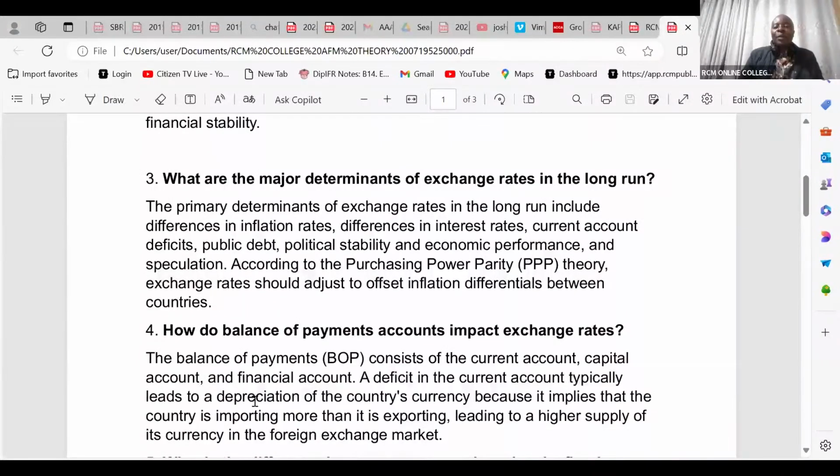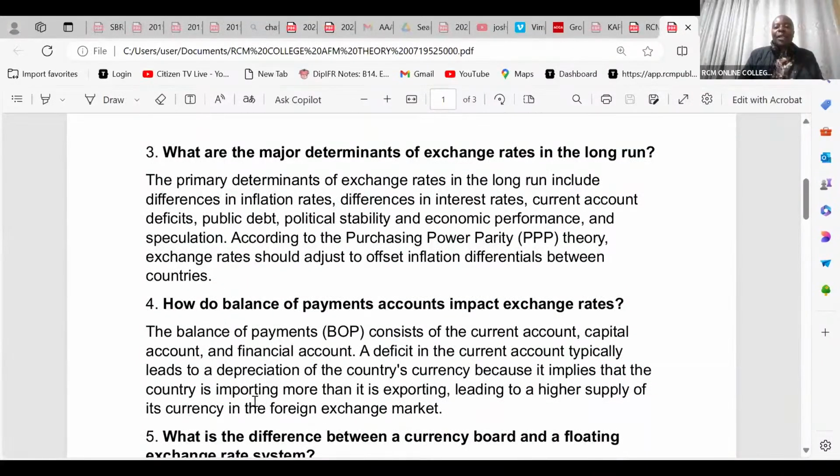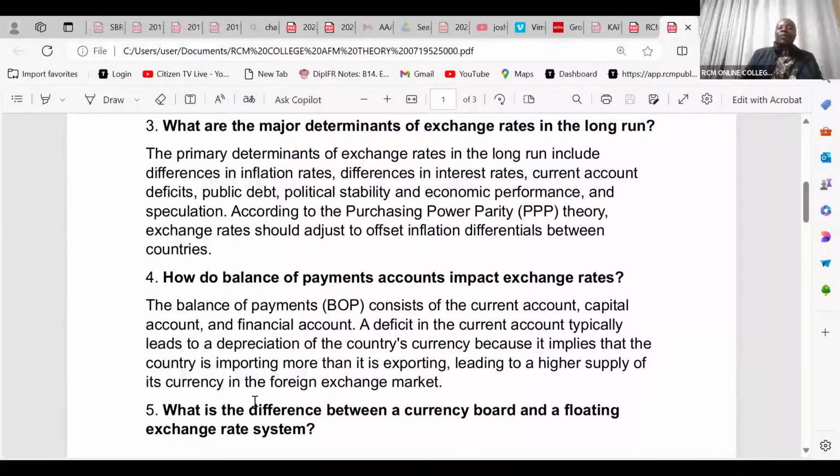How do balance of payments accounts impact exchange rates? Ladies and gentlemen, remember, in the balance of payments we are looking at exports and what here? Imports. If you are a net importer, if you have a deficit in the current account, this will automatically lead to a depreciation of the country's currency because it implies that the country is importing more than it is exporting, leading to a higher supply of its currency in the foreign exchange market. I hope, ladies and gentlemen, that is clear.